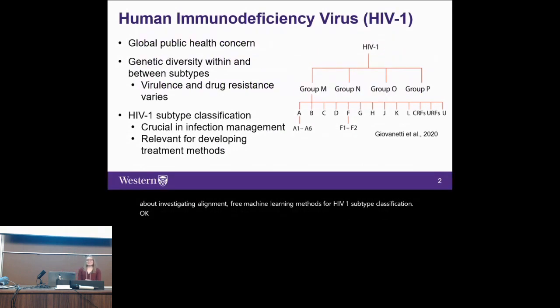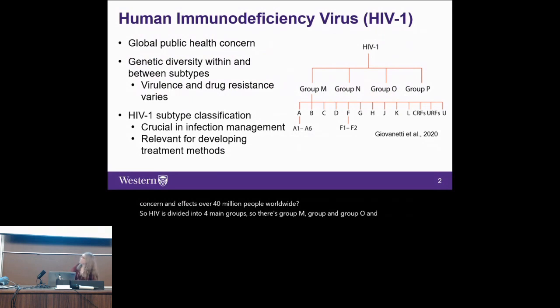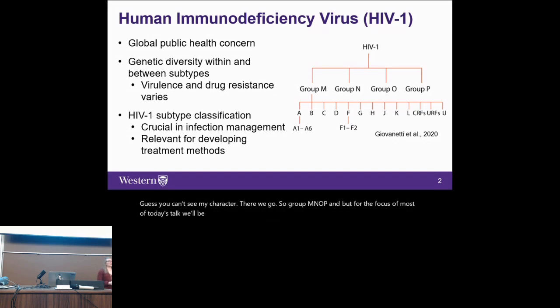Okay, so to start, human immunodeficiency virus 1, or HIV-1, is a global public health concern and affects over 40 million people worldwide. So HIV is divided into four main groups. So there's group M, group N, group O, and group P. Oh, I guess you can't see my cursor. There we go. So group M, N, O, and P. But for the focus of most of today's talk, we'll be looking at group M.